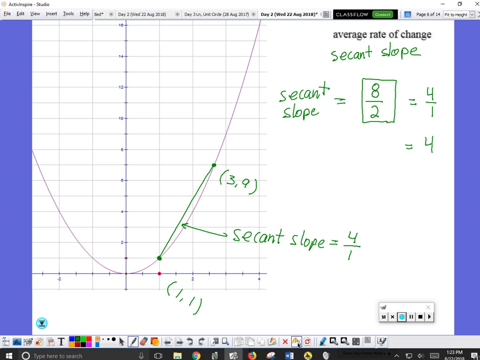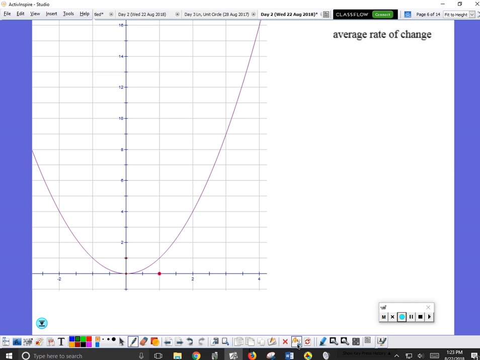Okay, so back to the function. Another thing you have studied for years is average rate of change. You know it as the slope of a line. It's another way to think of it. For our class, you need to start calling it the secant slope. So average rate of change and secant slope.